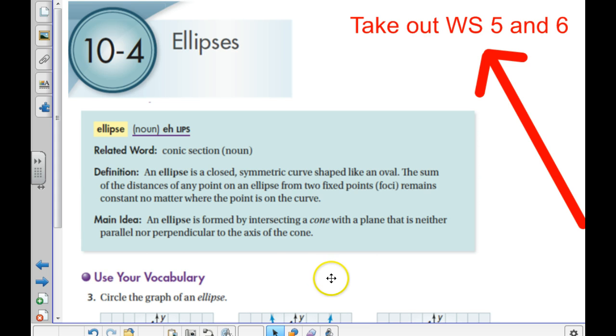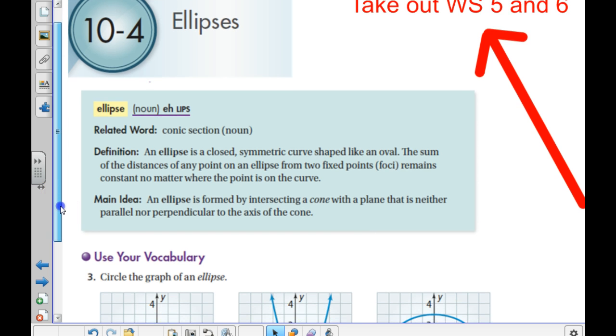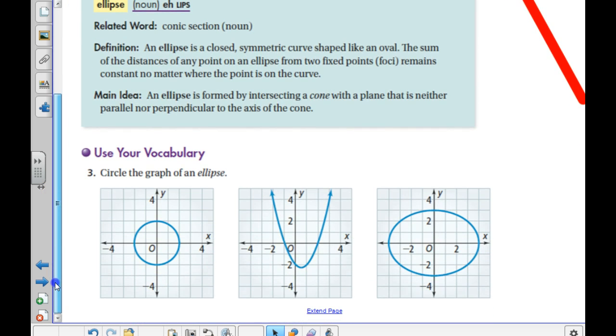An ellipse is formed by intersecting a cone with a plane that is neither parallel nor perpendicular to the base of the cone. All right, which of those is looking like an ellipse then from the pictures I just showed you? Or from the description right here, shaped like an oval. So the choice, you don't have this on your sheet, I know, but which of these would you suggest is the right shape?